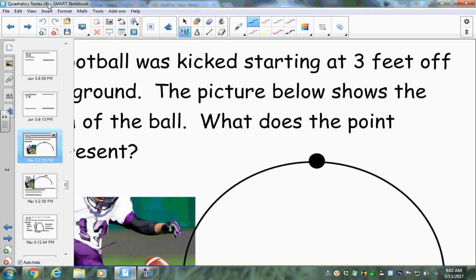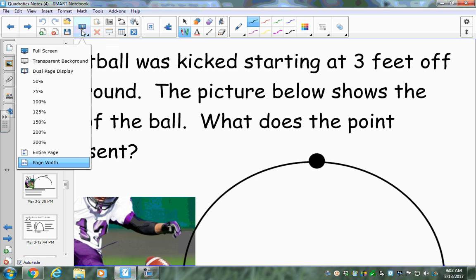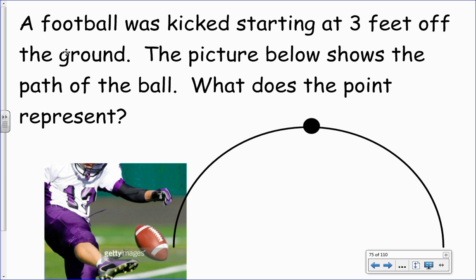All right, we're going to look at quadratic word problems. We've done this before, but we're going to look at the vertex form aspect of them as well as the standard form aspect. So if you were given this scenario, a football was kicked starting at 3 feet off the ground. The picture below shows the path of the ball. What does the point represent?